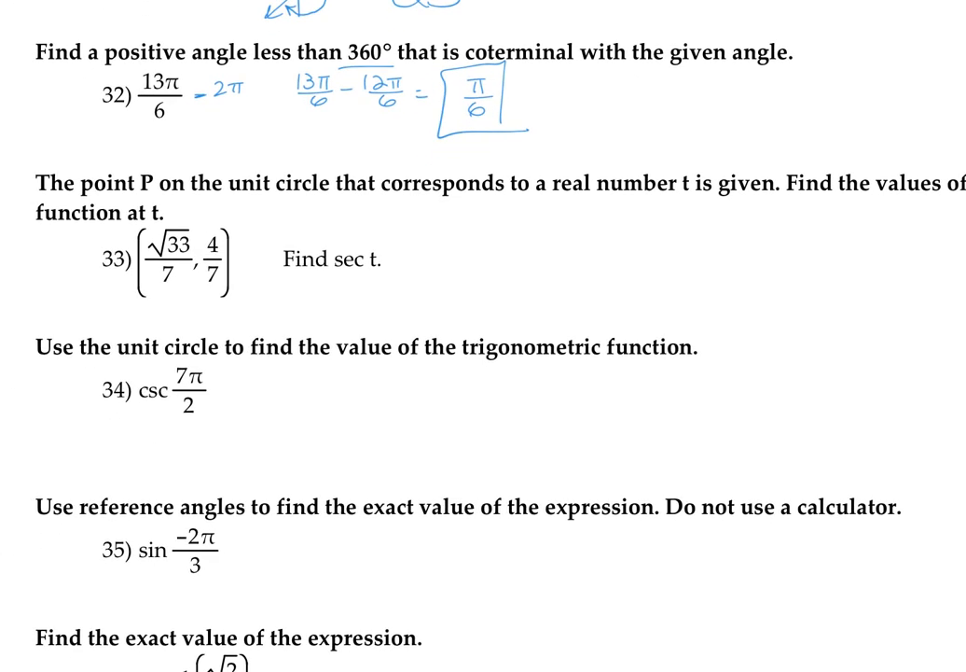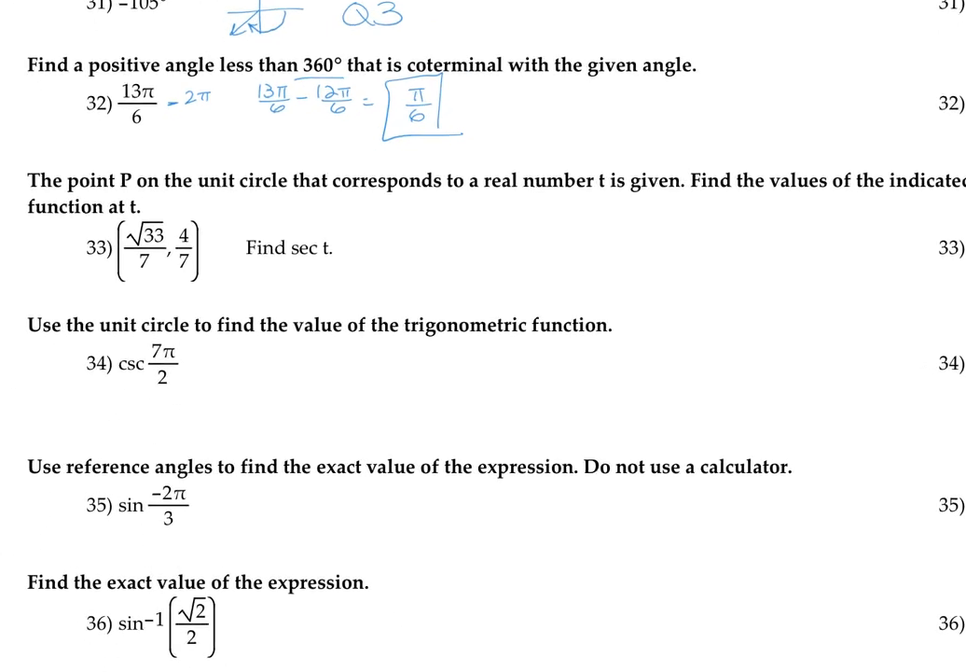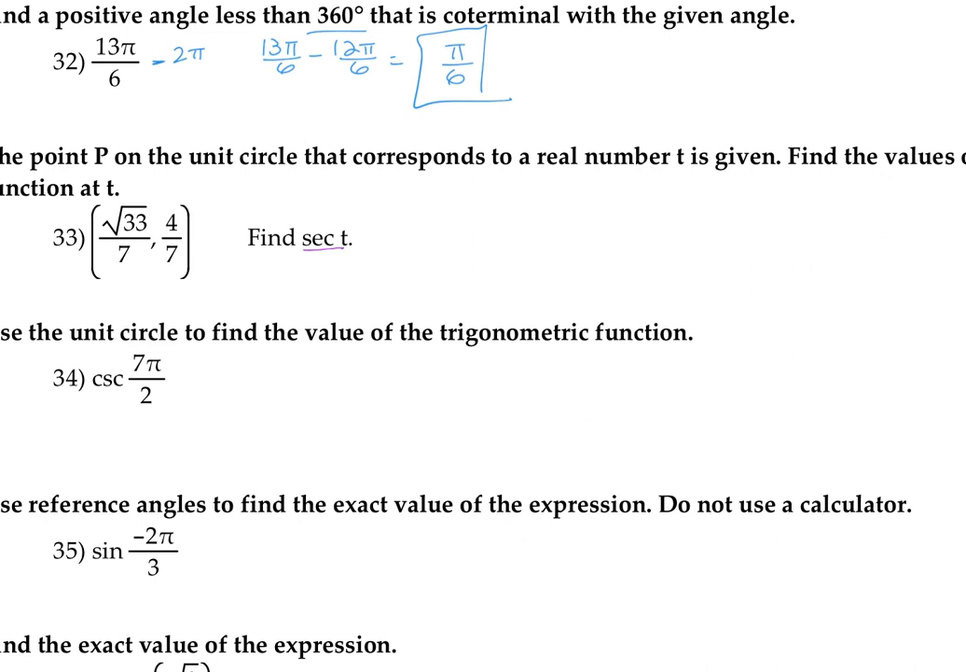Find the point P on the unit circle that corresponds to a real number, find the function. So I want to find secant, which is the reciprocal of cosine. Cosine is x, so I take the x, I flip it, and then I have to rationalize it. So square root of 33, and I get 7 square root 33 over 33.